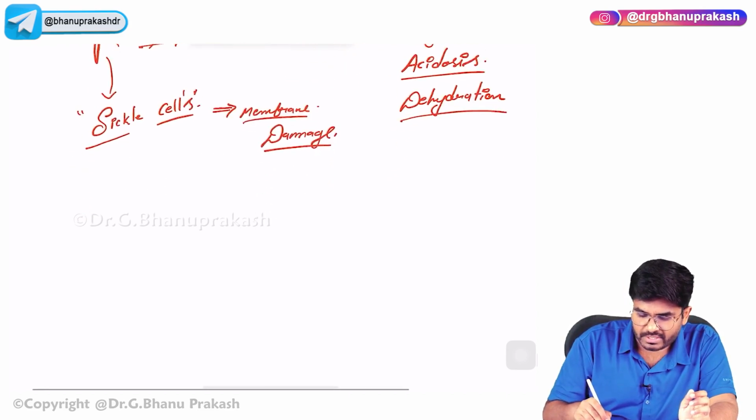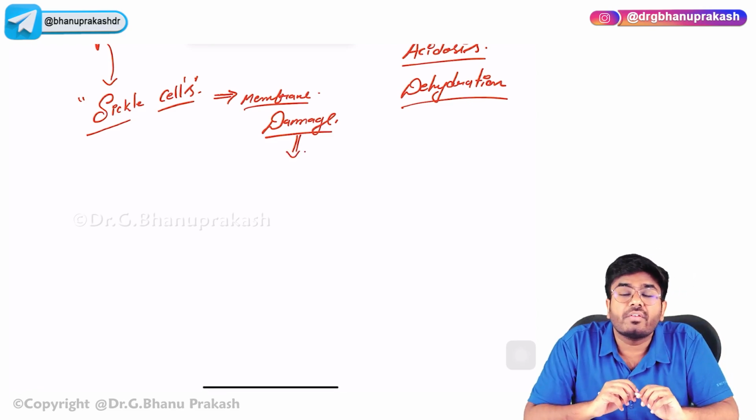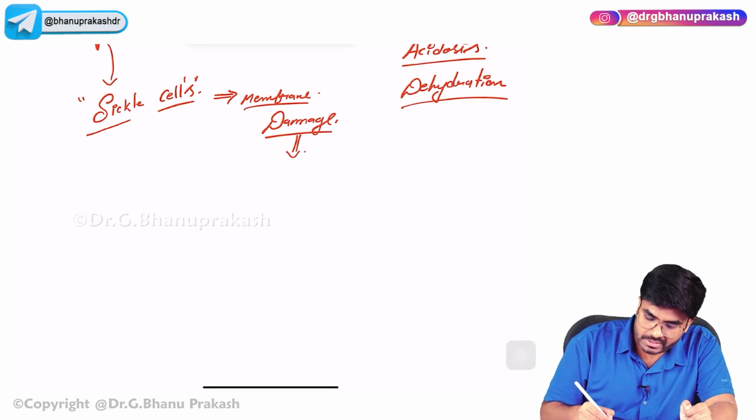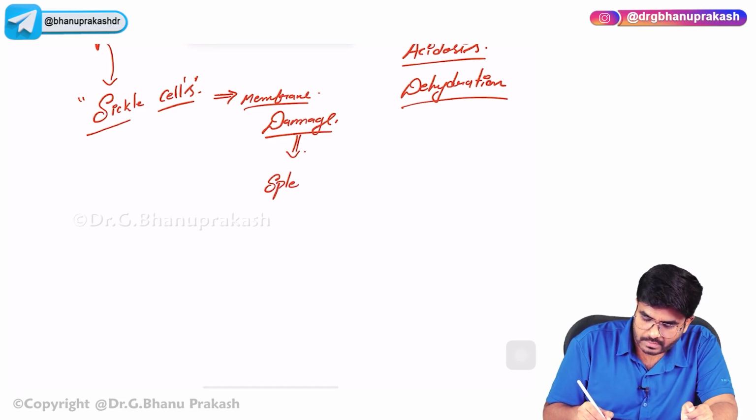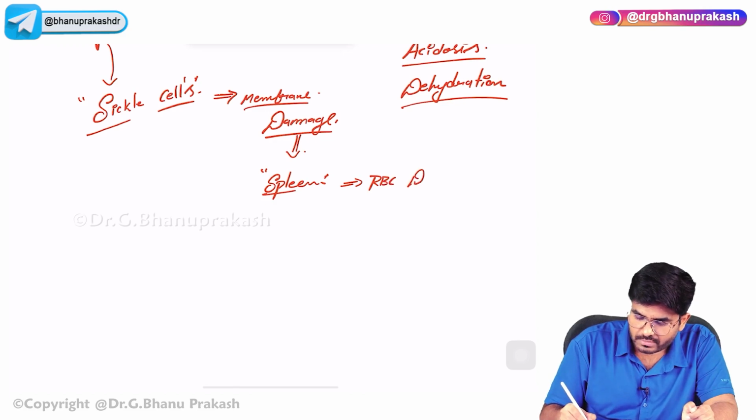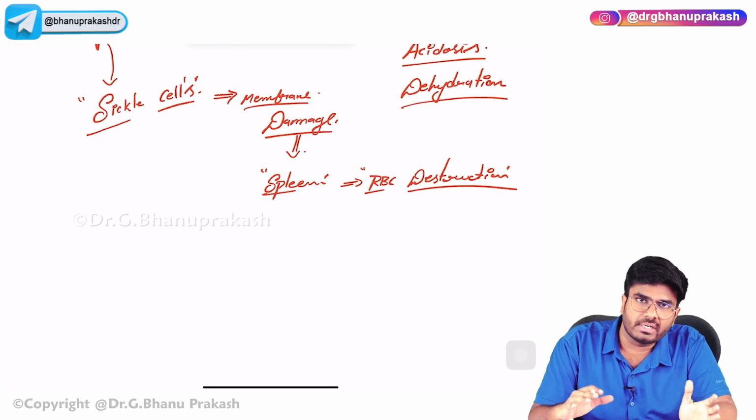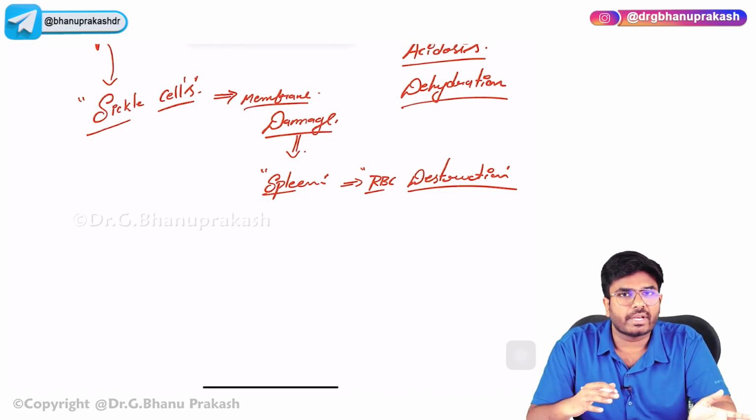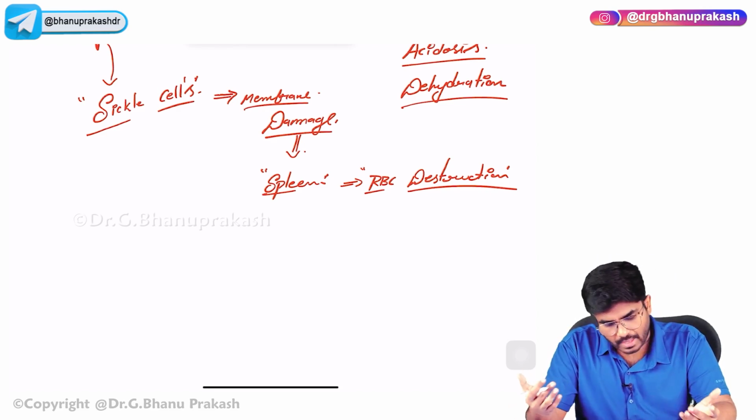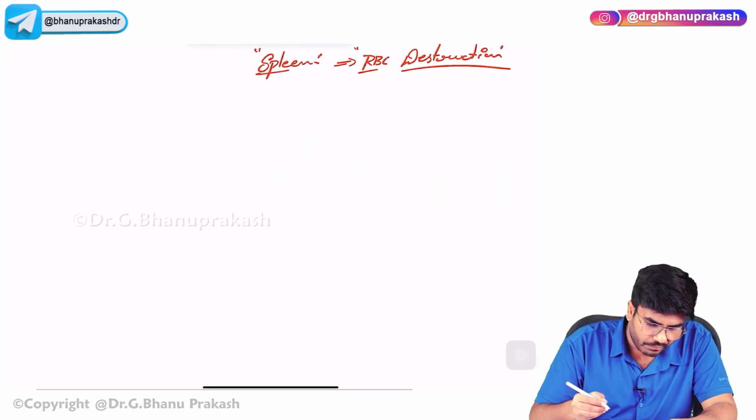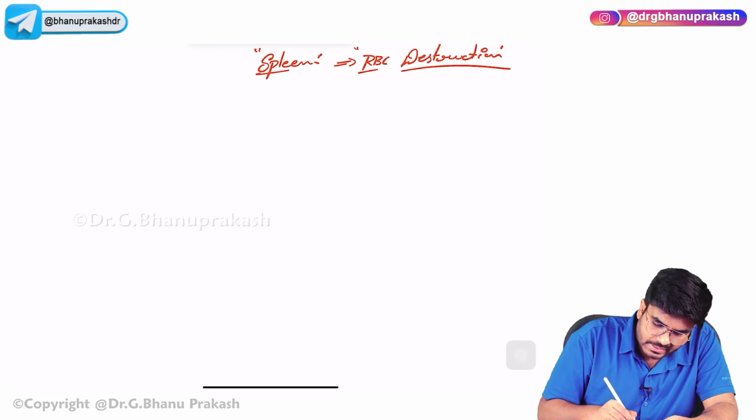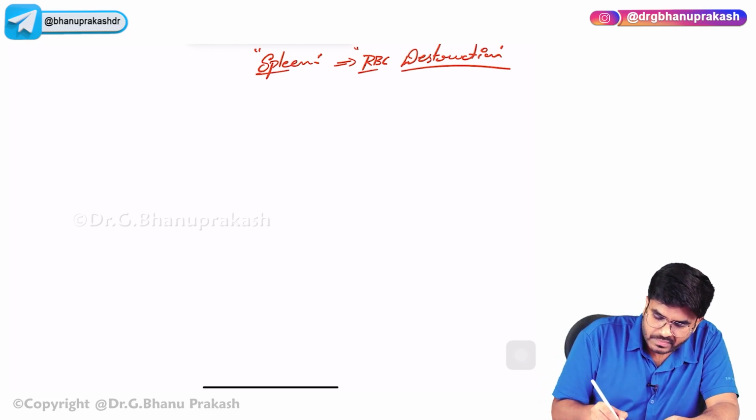Whenever there is a membrane damage, what happens? In the spleen, the RBCs are destroyed. RBC destruction. The spleen wants to have proper RBCs, so whenever RBCs with damaged membranes are encountered, the splenic macrophages are going to try to remove those RBCs.